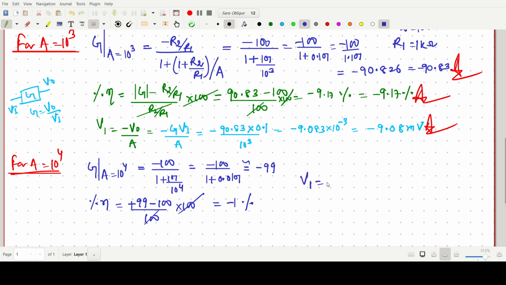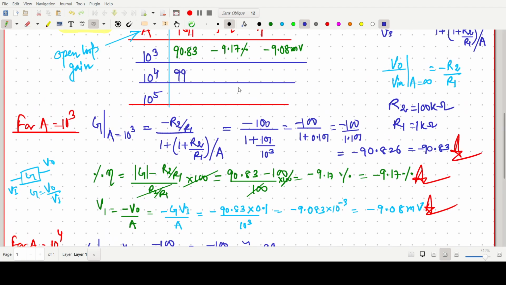Now the V1 value will be minus G times Vi by A. G is 99, Vi is 0.1, divided by 10 to the power 4. If we solve, it will come nearly 0.99 millivolt. So I am writing here, for 10 to the power 4, it is 99, the error is minus 1 percent, and V1 is minus 0.99 millivolt. Now we have to do it for 10 to the power 5.